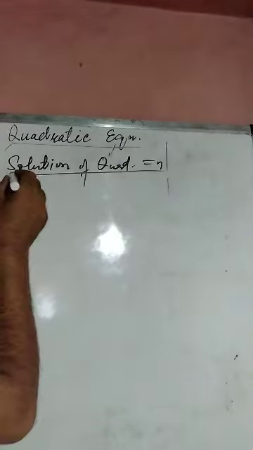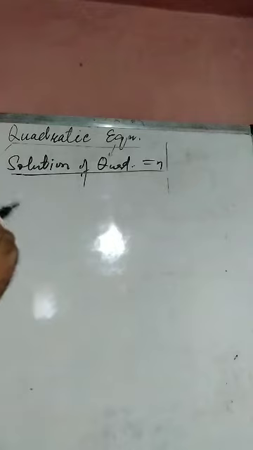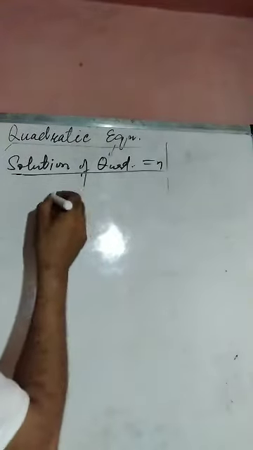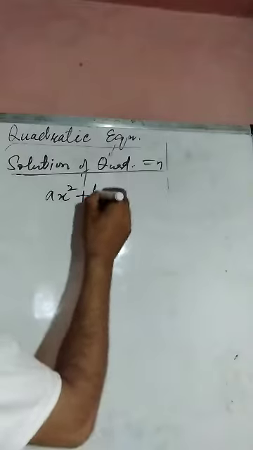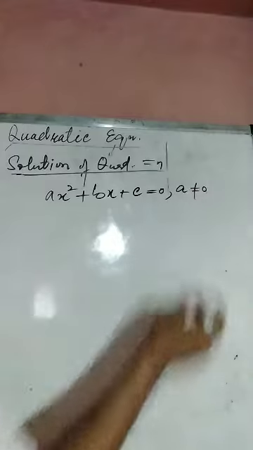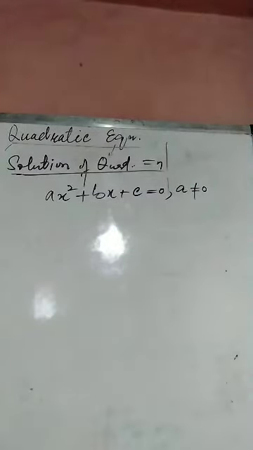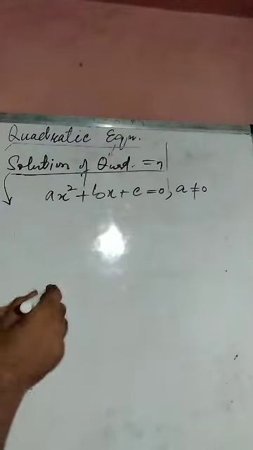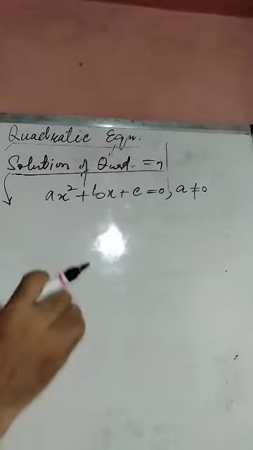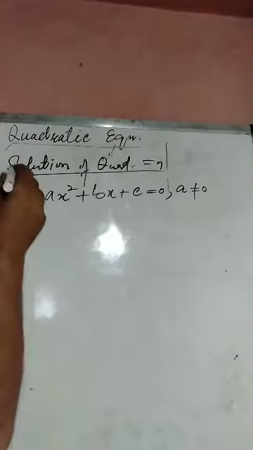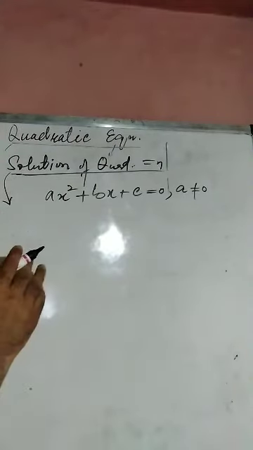So first of all, we will try to find out what actually the solution of a quadratic equation is. For the time being, we will take the general quadratic equation, that is ax square plus bx plus c equal to 0, where a is not equal to 0. Dear students, the term solution means the value of the variable involved in the equation that satisfies the equation.